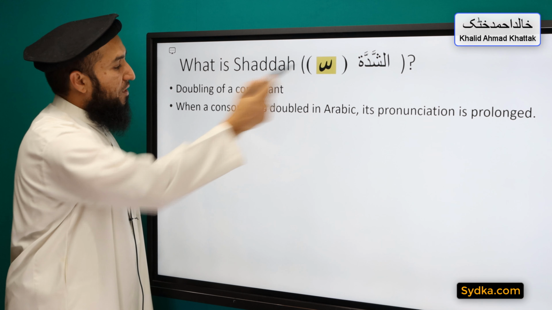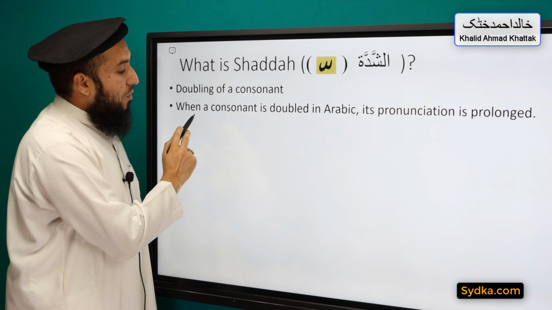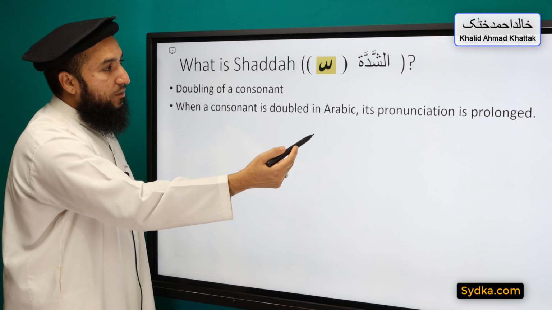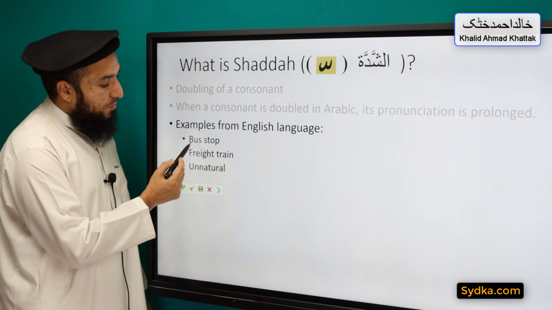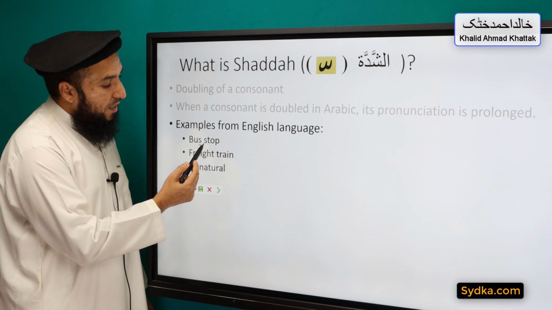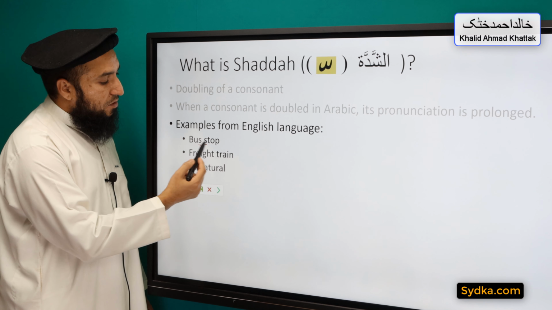This is the notation for Shaddah, and it means the doubling of a consonant. When a consonant is doubled in Arabic, its pronunciation is prolonged. So these are some examples in English. For example, we have the consonant S at the end of bus and S at the beginning of stop. So when we pronounce them together, we say bus stop.